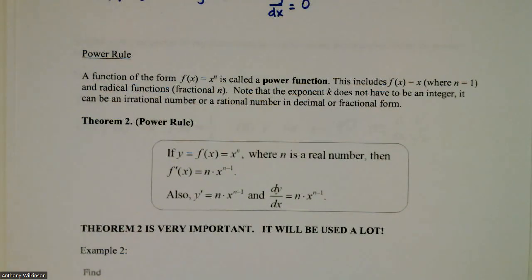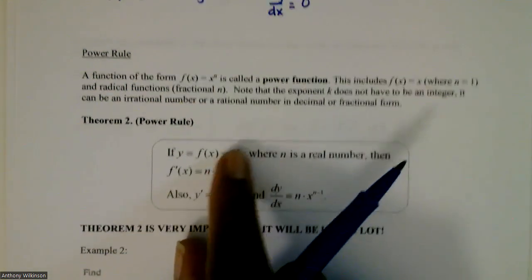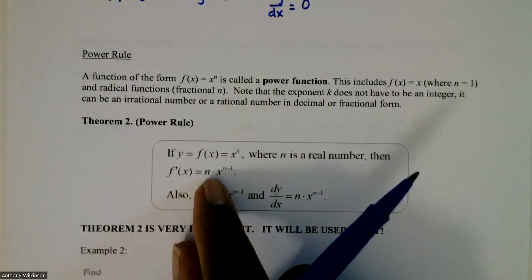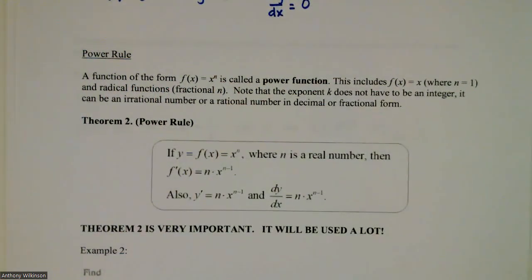And also y prime is equal to n times x to the n minus 1, and dy/dx is n times x to the n minus 1. Now this theorem is going to be very important because as we move along in this course, it's going to be used a lot. So you want to make sure that you bring the power in front, copy the variable over to the 1 less power. So here's some examples of that.